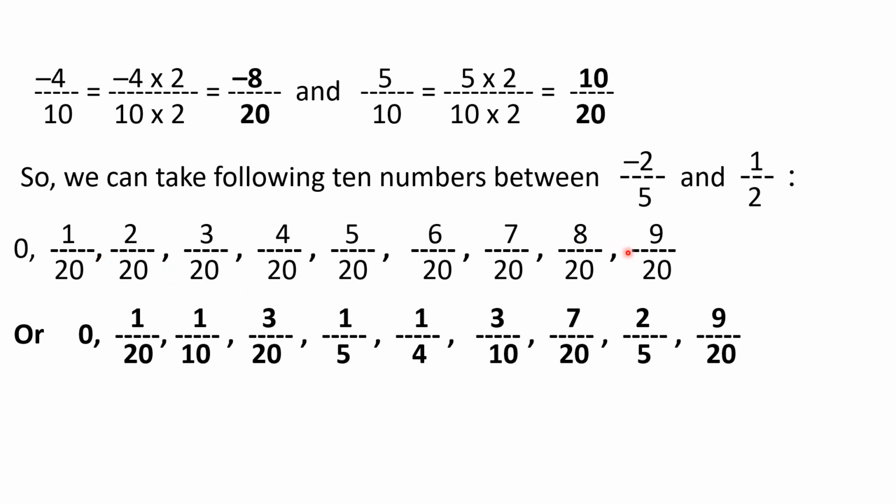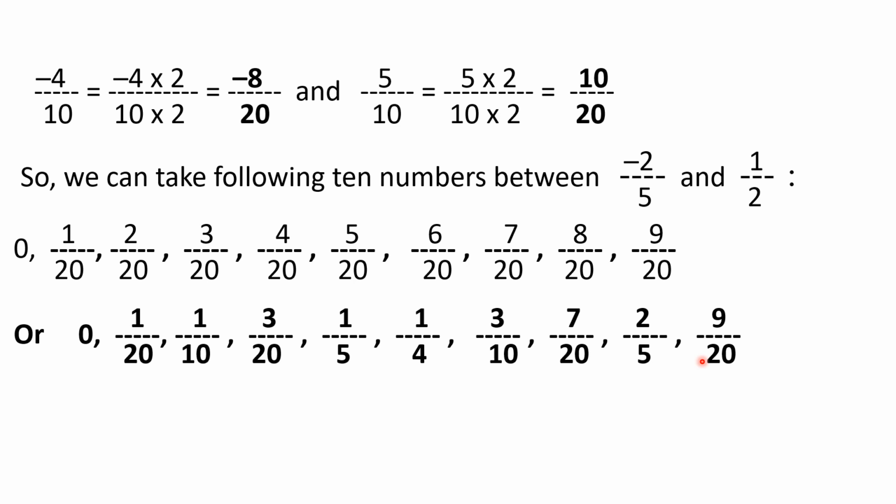Now I can reduce wherever possible these rational numbers to their standard forms. That means making sure that there are no common factors between the numerators and the denominators. So 0 remains 0, 1 by 20 remains 1 by 20, 2 by 20 becomes 1 by 10, 3 by 20 remains as it is, 4 by 20 becomes 1 by 5, 5 by 20 becomes 1 by 4, 6 by 20 becomes 3 by 10, 7 by 20 remains as such, 8 by 20 becomes 2 by 5, and 9 by 20 remains as such. It is in the standard form. So these are the 10.